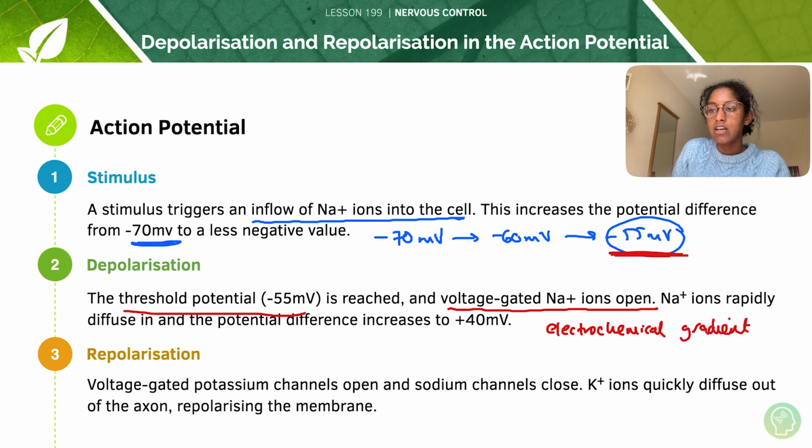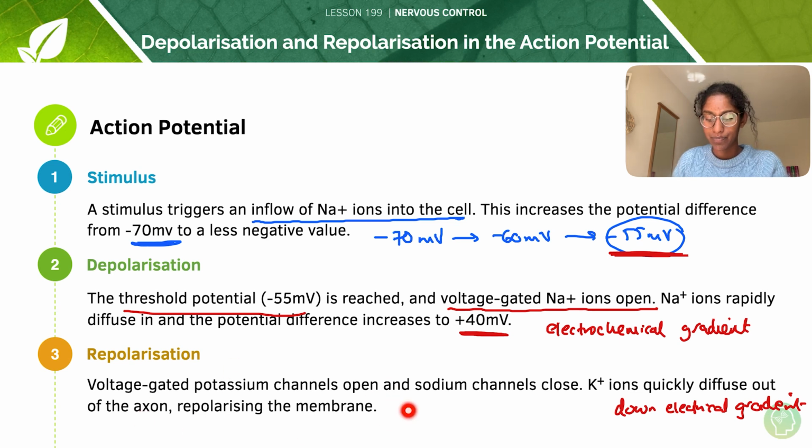and make the inside of the neuron more and more positive, so the potential difference increases to plus 40 millivolts. Now, sodium channels spontaneously close and voltage-gated potassium channels open at this stage, and potassium ions quickly diffuse out of the axon down their electrical gradient. And because positive ions are being lost from the neuron, it is becoming less positive and more negative, so that repolarizes the membrane. Okay, so we have really broken down everything that we've covered over the last couple of tutorials.